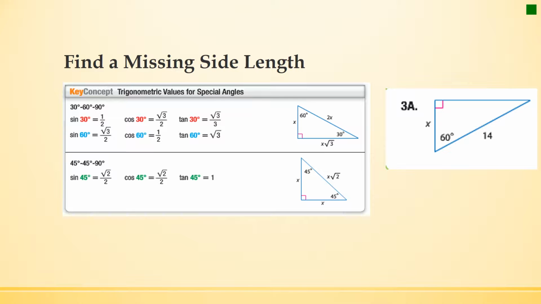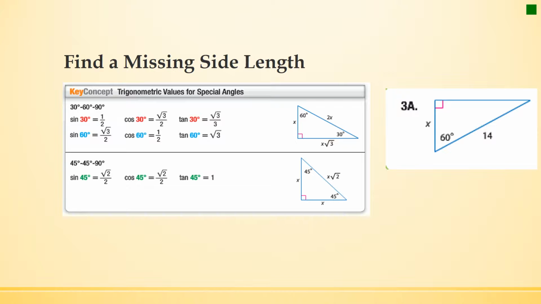Okay, well now we're going to look at finding a missing side length of a right triangle using our trigonometric functions, or the values of our trigonometric functions. And we're going to do this over the next couple of examples, but first we start with some trigonometric values for special angles. This is kind of a precursor, a preliminary, if you will, a little bit of an introduction to what we're going to eventually come to know as the unit circle.